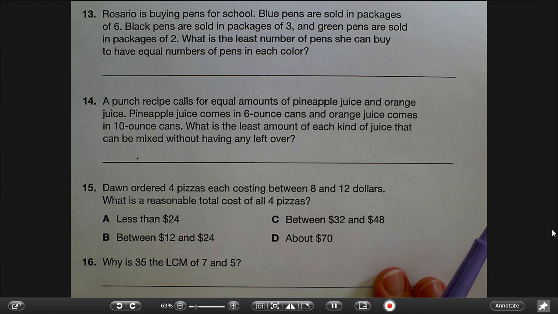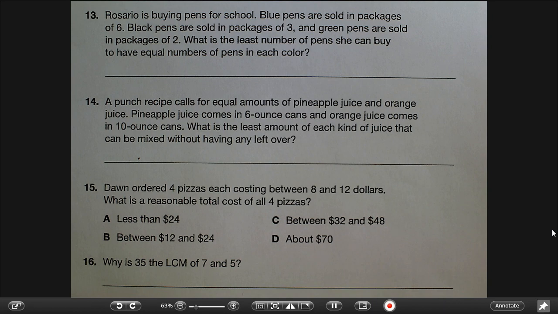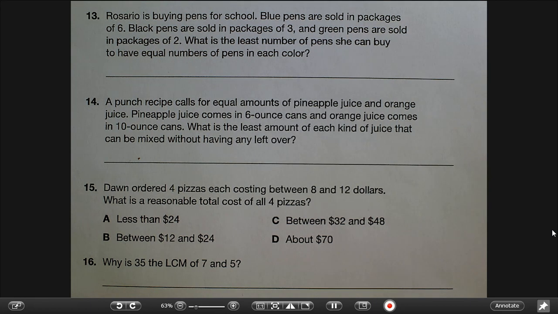Number 13. Rosario is buying pens for school. Blue pens are sold in packages of 6. Black pens are sold in packages of 3. Green pens are sold in packages of 2. What is the least number of pens she can buy to have equal numbers of pens in each color?